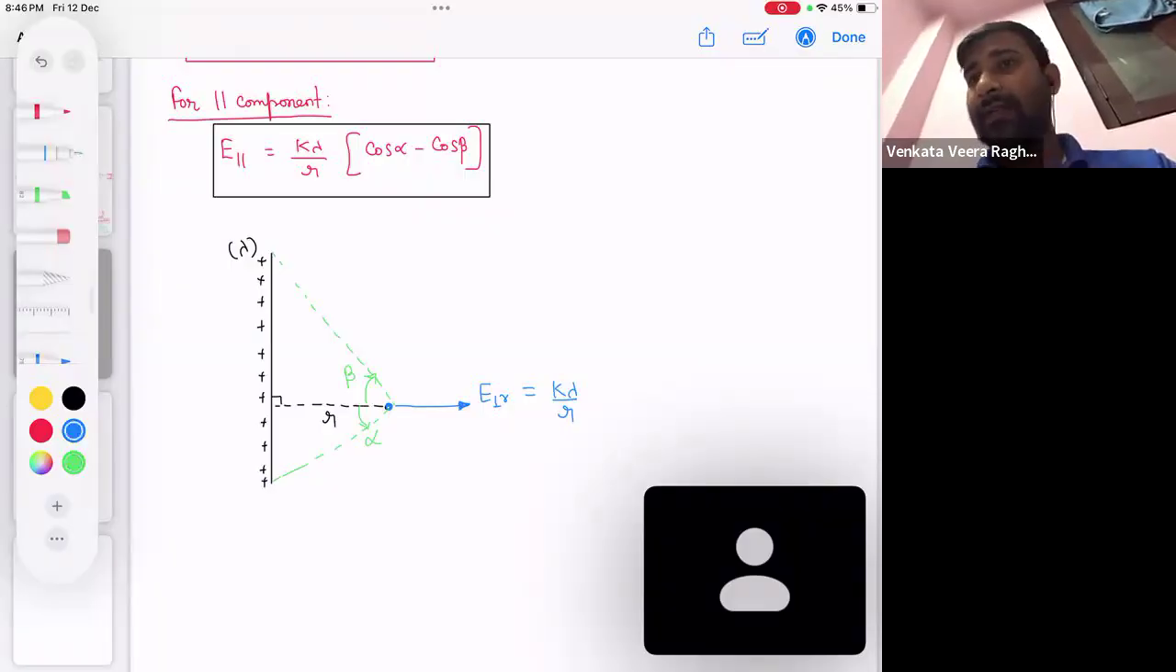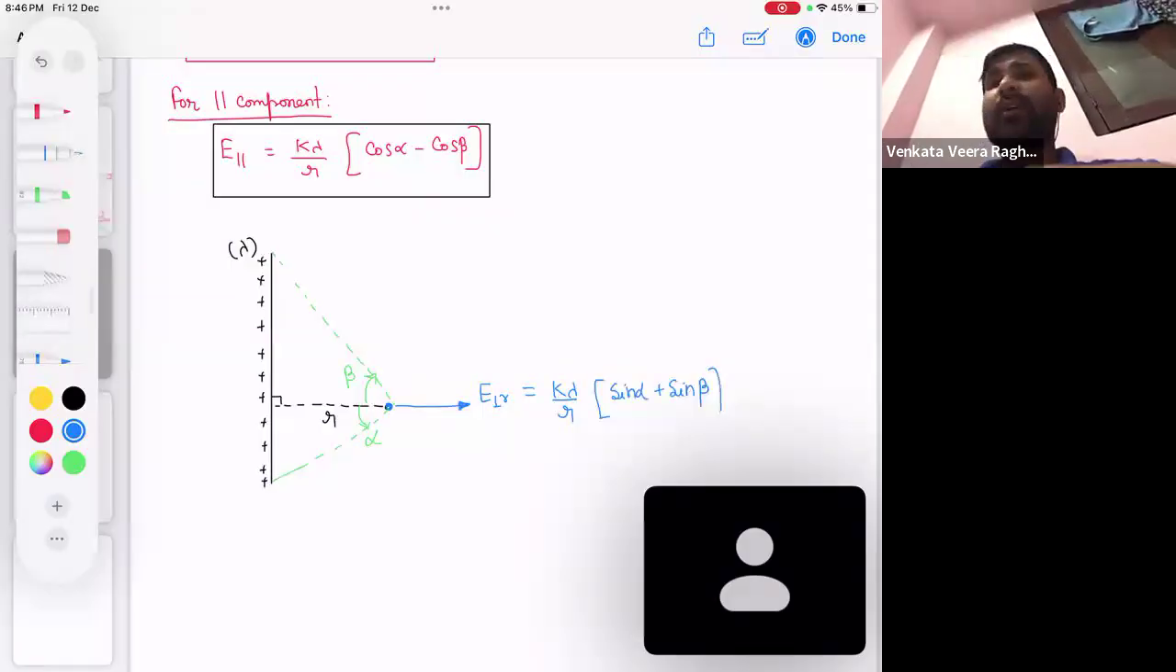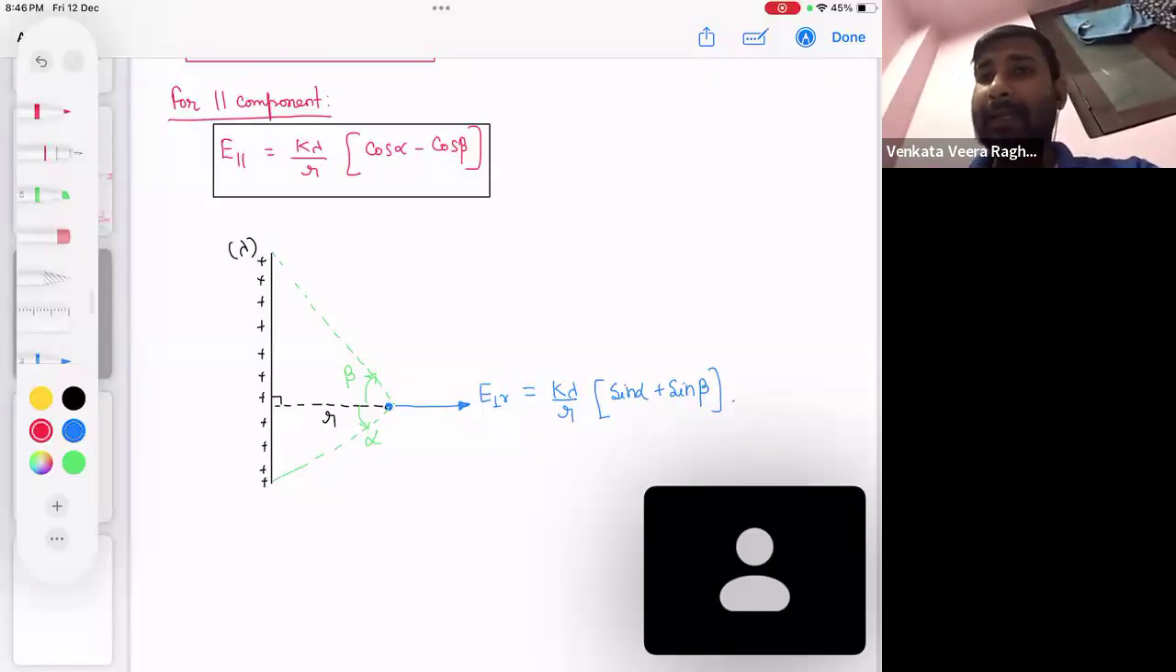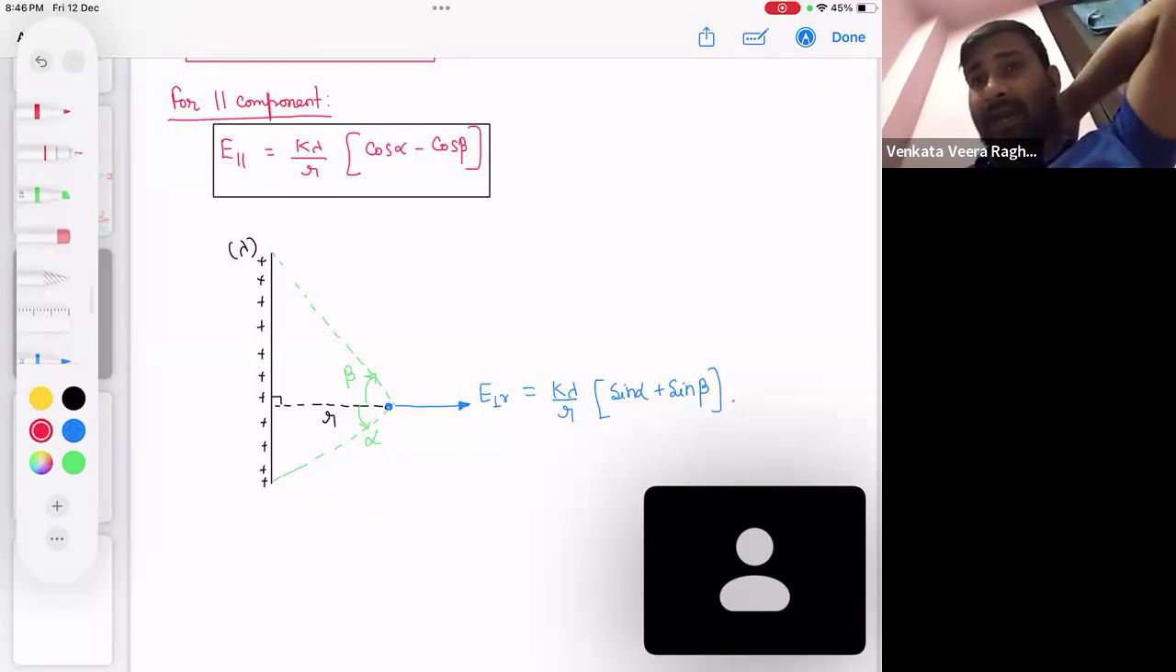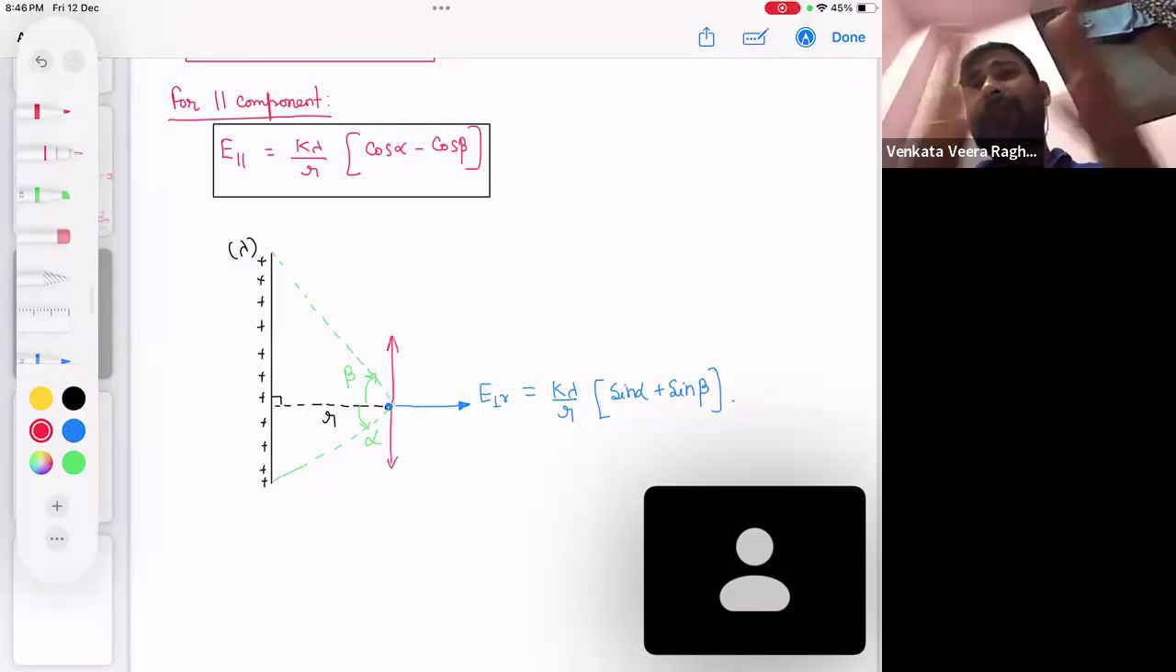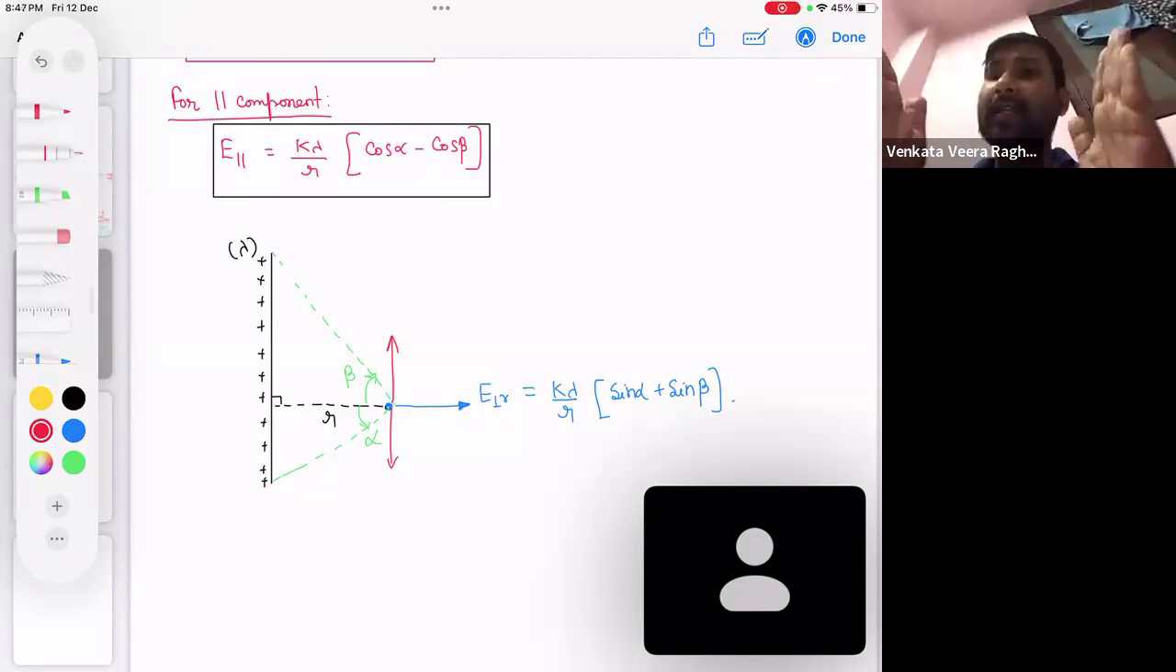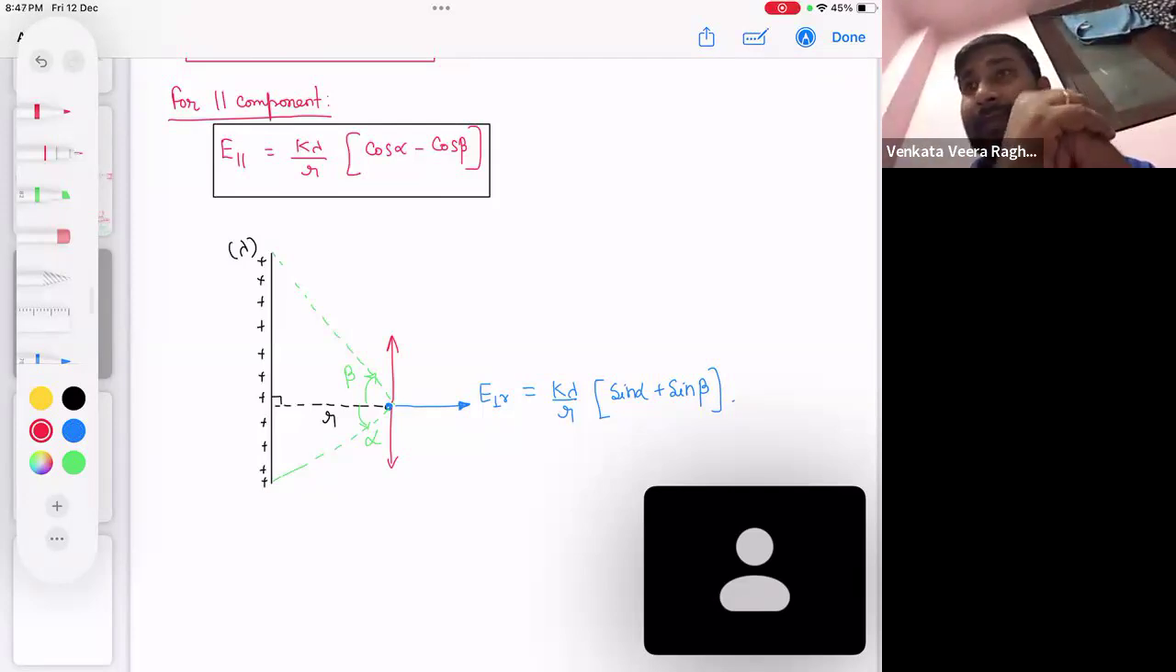What next do we have? Because it's addition, na? See that? It's the addition of sine alpha and sine beta. So whichever order you want, you can take as your alpha and beta. There is one more component, the parallel component. Now tell me, in which direction will the parallel component be? Downward or upward? The perpendicular component is clear, it's away from the wire because the wire is positively charged, right? So the perpendicular component we got is away.